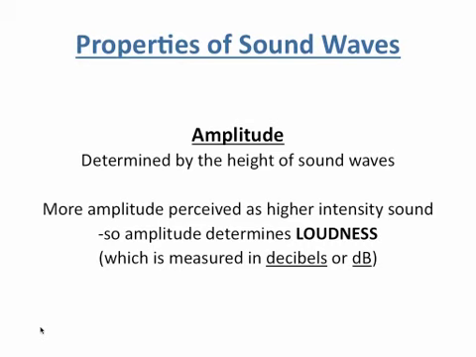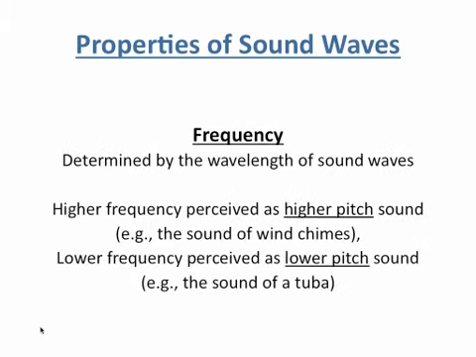Frequency is the other important characteristic of a sound, and it's determined by the wavelength of sound waves. Okay, so this is the number of times per second that a wave will cycle through a high peak and a low point. Okay, so this is frequency, and it's measured in hertz. Now, the higher the frequency of a sound wave, the higher in pitch that sound is going to be perceived. The lower the frequency, the lower the pitch is going to be. So, as you can see on the slide, a high-pitched sound would be wind chimes, and a low-pitched sound would be a tuba.